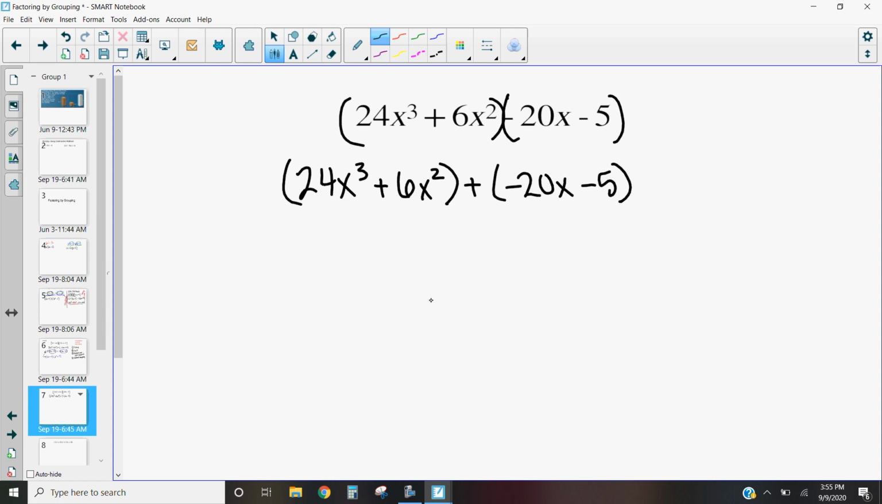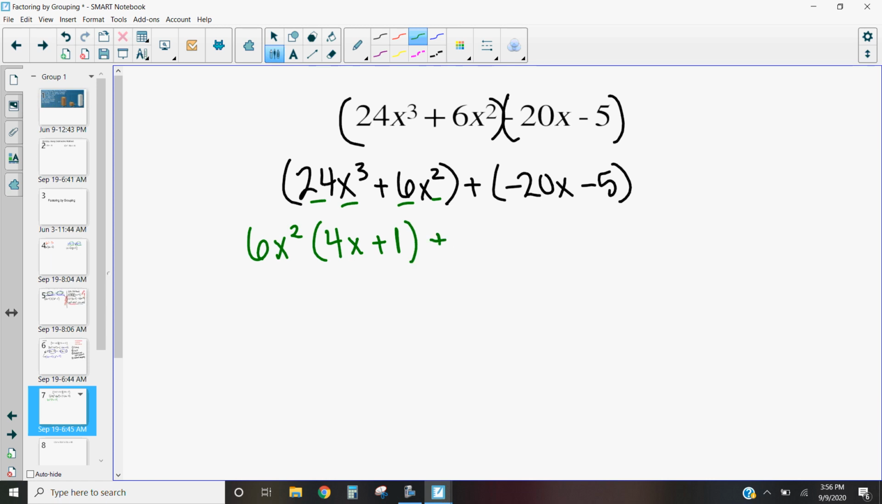Now I'm going to start by grouping this first set over here, and I want to look at what is the greatest common factor. Well, I can pull a 6 out of both of those. I can also pull two x's. So I'm pulling out a 6x squared because I have an x cubed here and an x squared there. And what's left over? Well, in this first term, 24 divided by 6 is 4, and x cubed divided by x squared is just an x, plus, what do I have left over here? Well, 6 divided by 6 is 1. X squared divided by x squared is 1. So I have 4x plus 1.